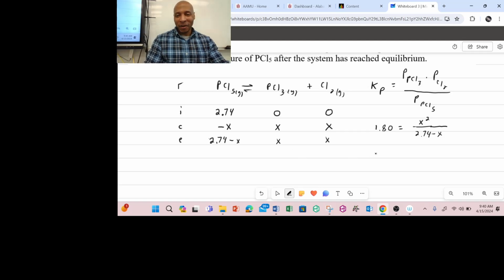Yeah, so I'm going to multiply both sides by 2.74 minus x. I'm going to say 1.80 times 2.74 minus x is equal to x squared. So 2.74 times 1.8 is 4.932, minus 1.80x, is equal to x squared. Now, do you want me to take my x squared to the left or take those two terms on the left to the right?